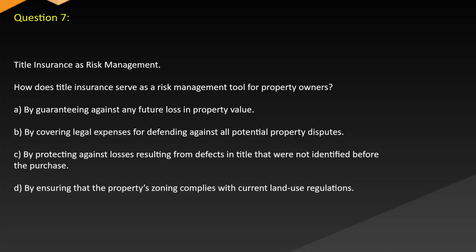Question 7. Title insurance as risk management. How does title insurance serve as a risk management tool for property owners? A. By guaranteeing against any future loss in property value. B. By covering legal expenses for defending against all potential property disputes. C. By protecting against losses resulting from defects in title that were not identified before the purchase. D. By ensuring that the property's zoning complies with current land use regulations.